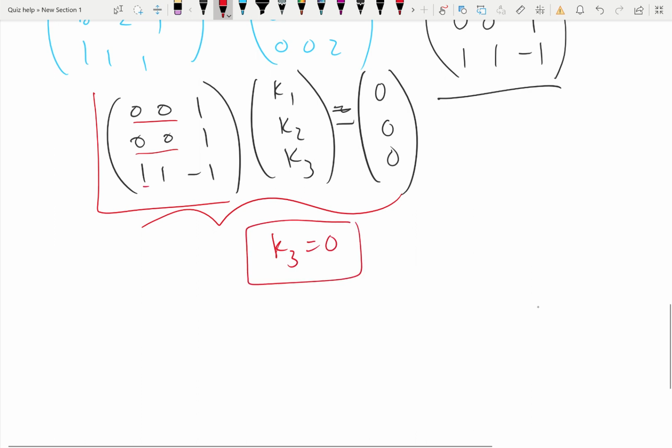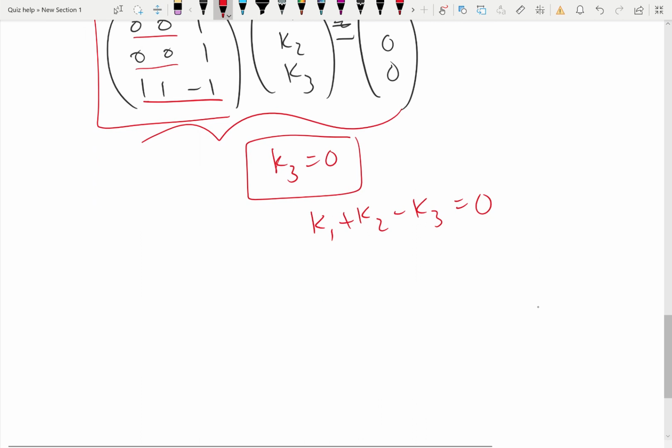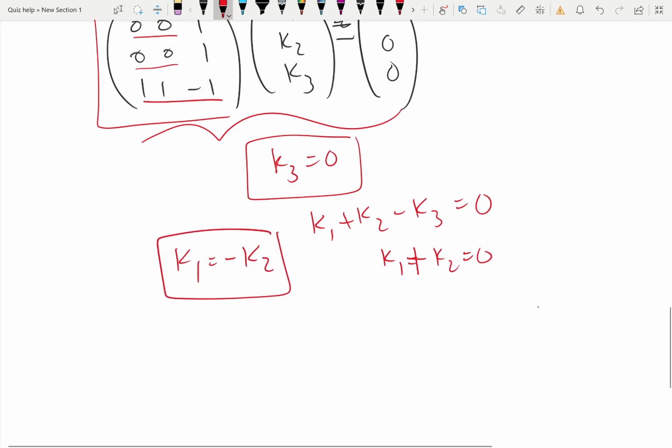Right? So then the last equation gives you k1 plus k2 minus k3 is equal to 0. We know k3 is 0, so k1 plus k2 is equal to 0, which means k1 is negative k2. So choose a value for k2. Let's choose k2 to be 1, so k1 is negative 1. So our eigenvector is negative 1, 1, 0.